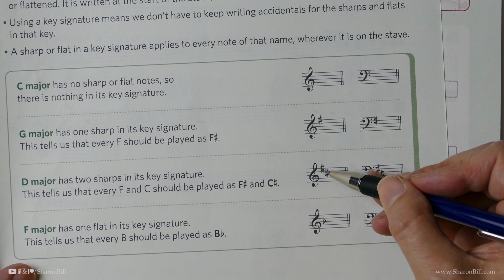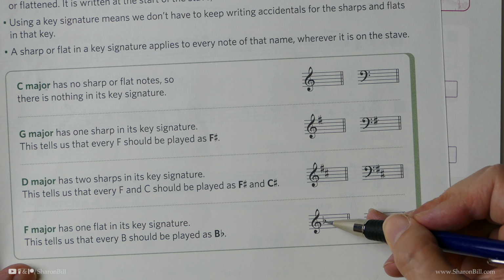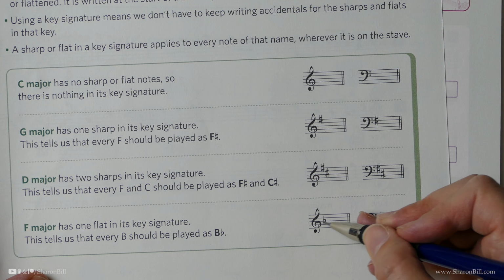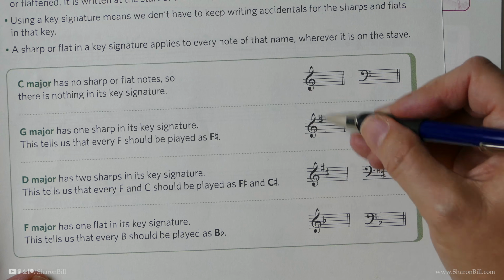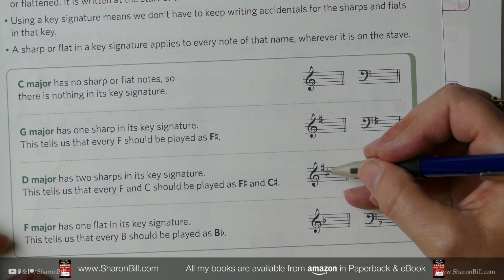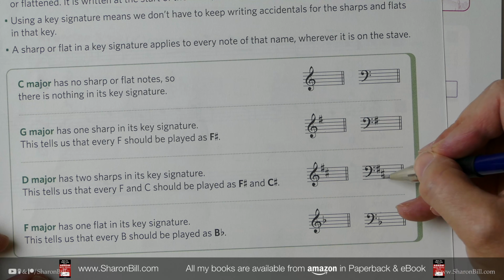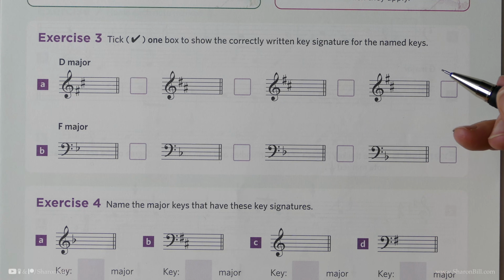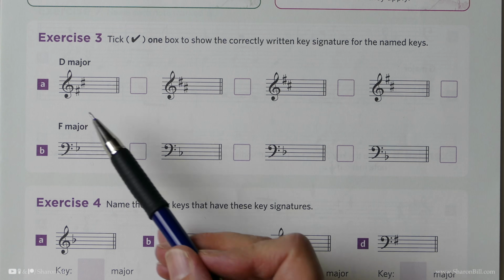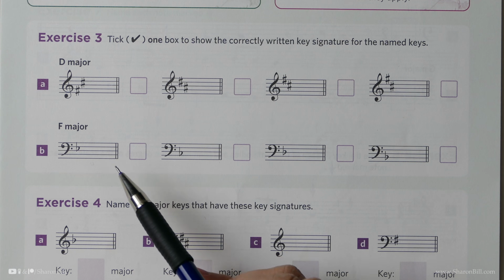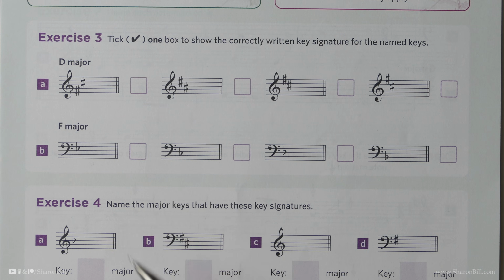And so the position of the sharps and the flats is very, very important. One, so that we're representing the correct note, and also so that we get used to seeing this pattern repeated over and over again. So there comes a point where you just don't even need to count which sharp it is or which flat. You just know straight away. And so I would suggest that you have a go and tick which box shows the correctly written key signature, and then we'll check through these answers together.